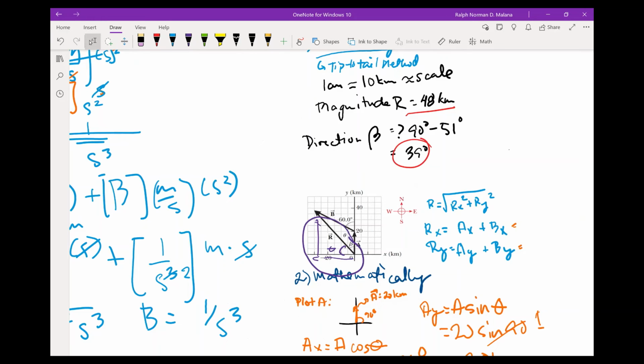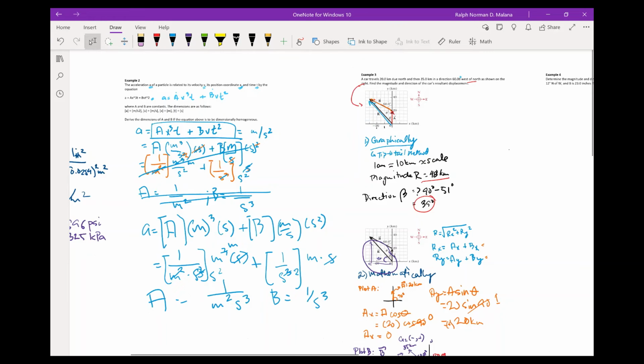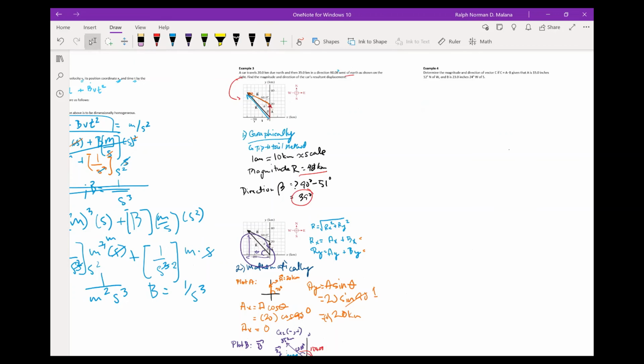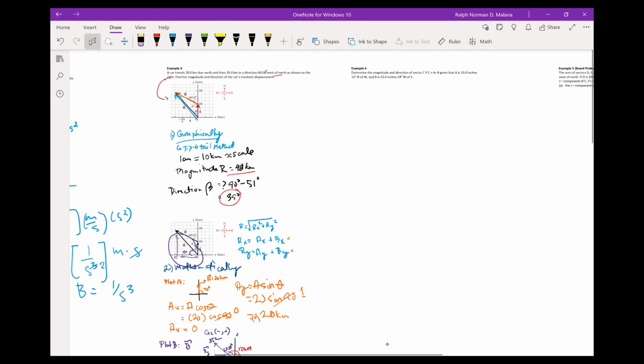Okay? So far no questions? Give me a thumbs up there if you're good to go. So we have 30 minutes pa. So far so good? Okay. Sige, let's try the next one naman.